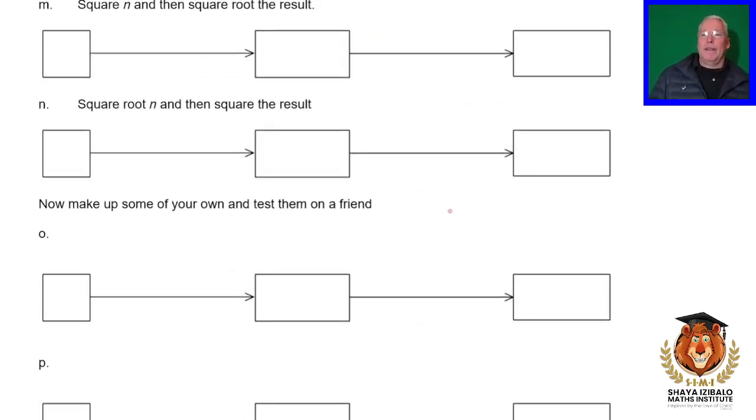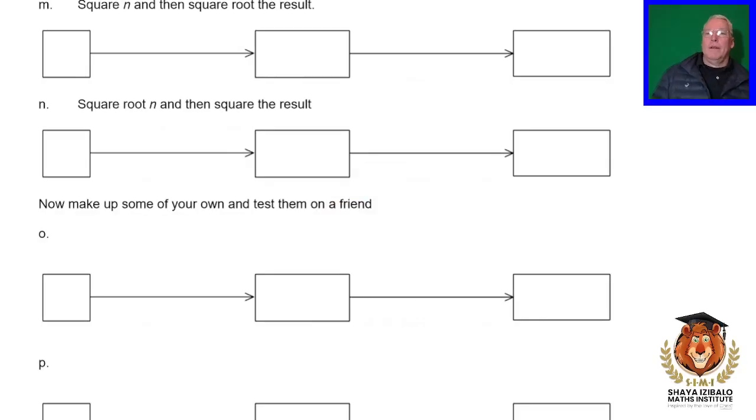Okay, now there's 3 more, which if you haven't tried, quickly try them. Pause the video and try them. Okay, and let's have a look.